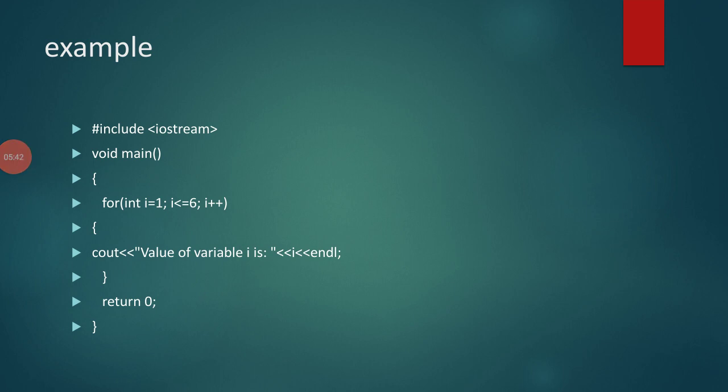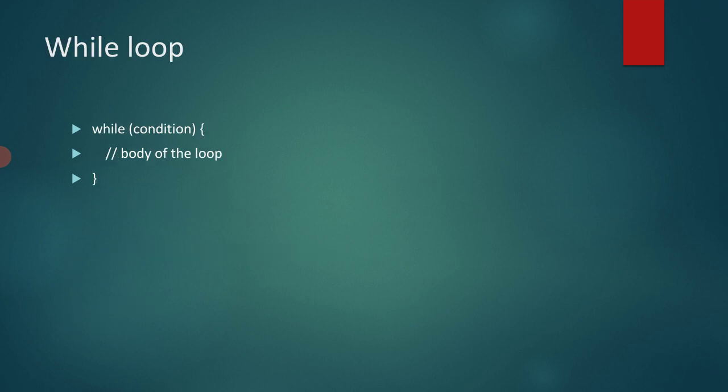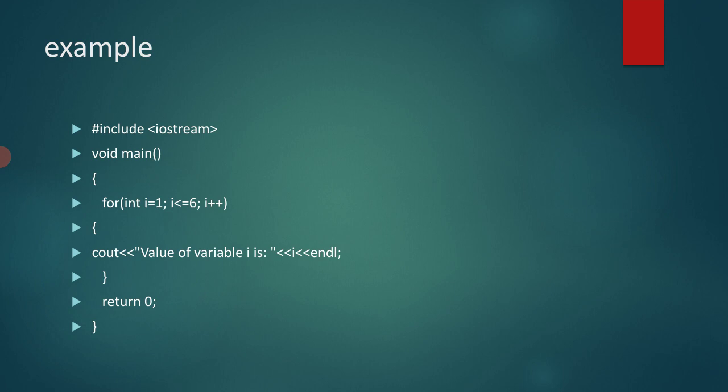Now I have taken one example to explain in detail what a for loop is and how we can use it in a program. So I have taken this example to print the first 6 numbers. Look at the first line, #include <iostream.h>.